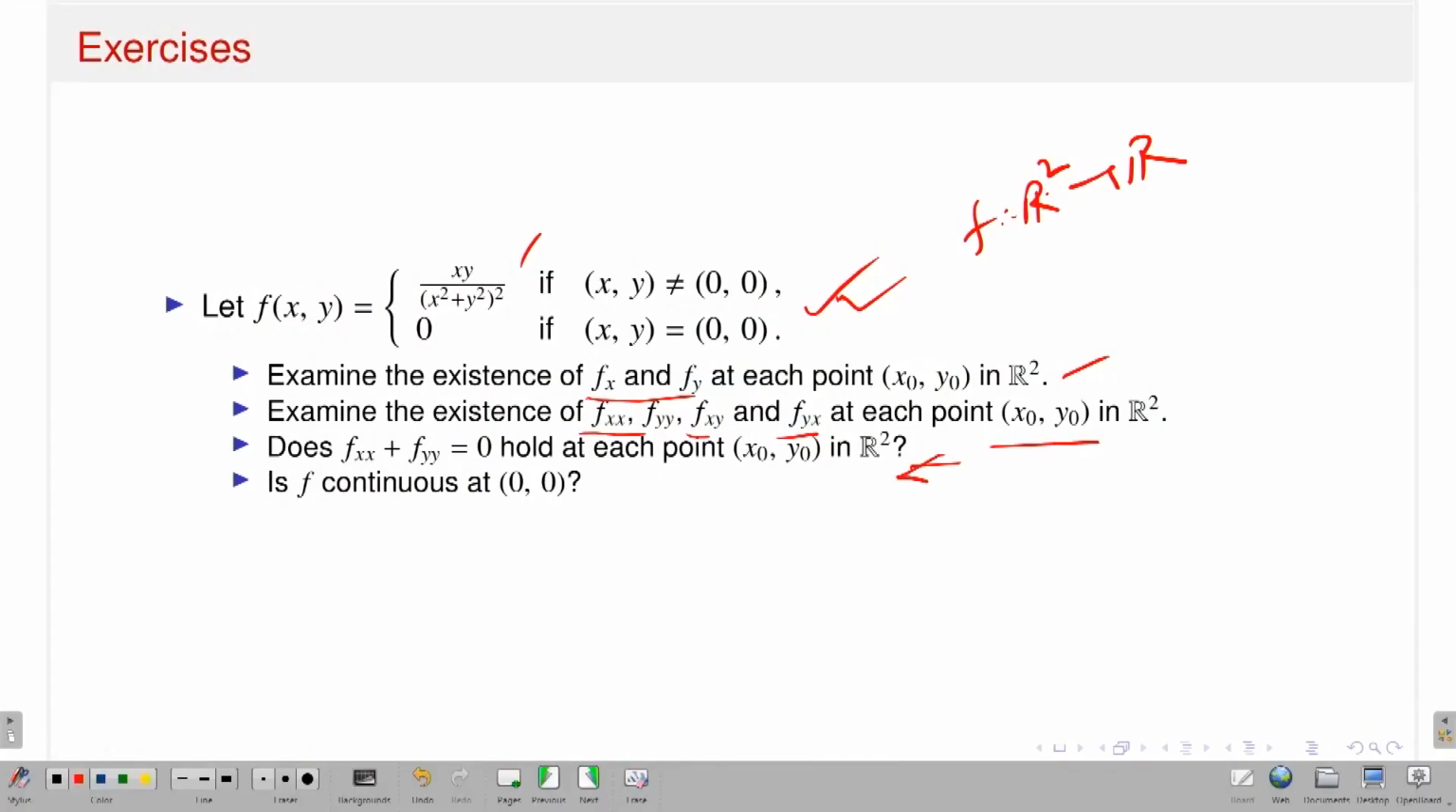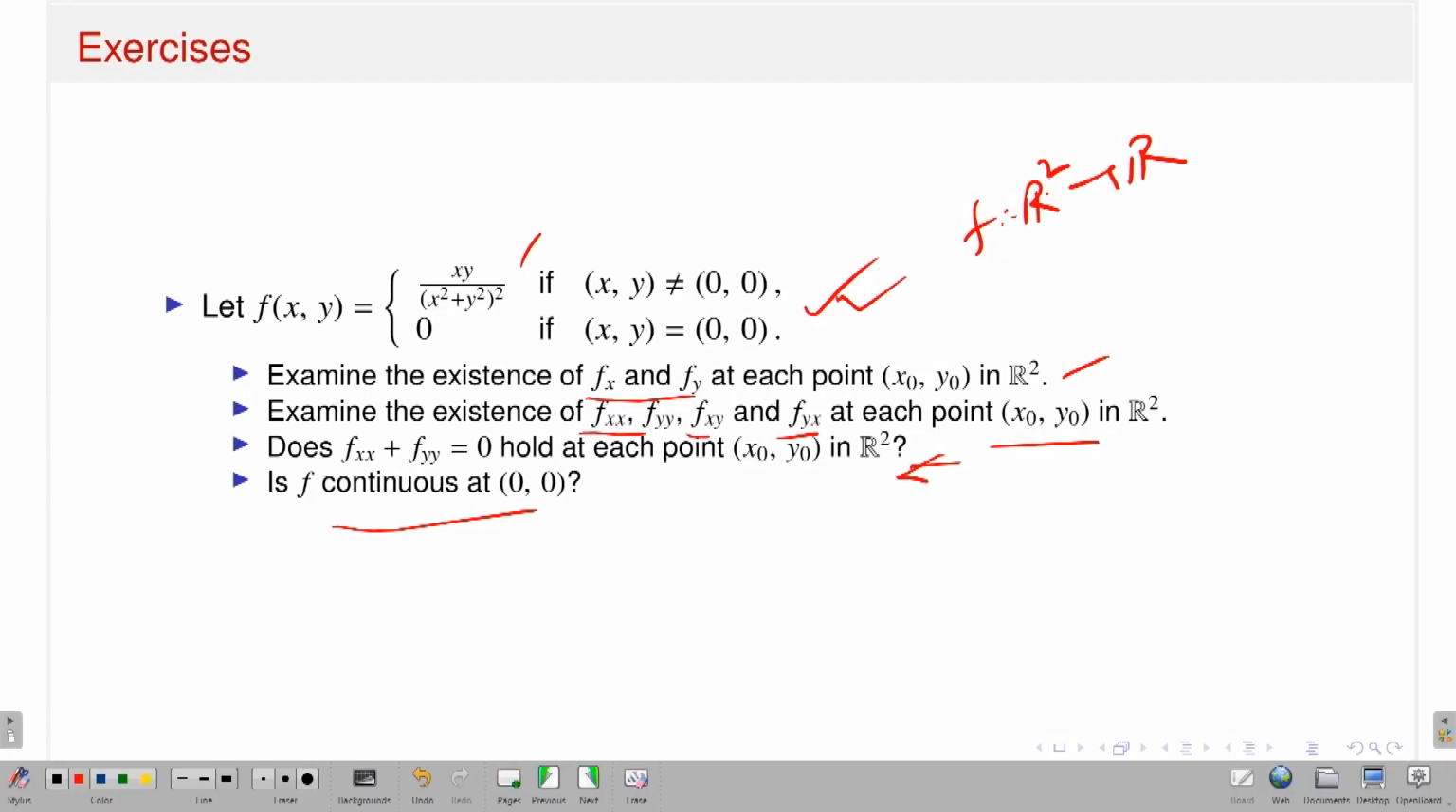Check whether fxx plus fyy is 0, whether it is harmonic. Once you get the expression, you can easily calculate fxx at the point xy plus fyy at the point xy, and check whether this is 0 or not, or if it is 0, which are the points. And finally, I just said to check whether my function is continuous at the point 0, 0 or not. Well, the guess is that you can check that this function is actually not continuous.